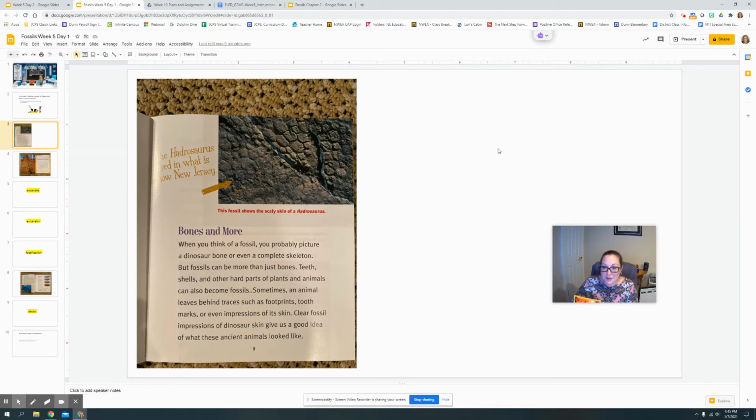Remember this page from last time? This was in chapter 1. This is the Hadrosaurus that lived in what is now New Jersey. And remember, this fossil here was showing its scaly skin. Ooh.